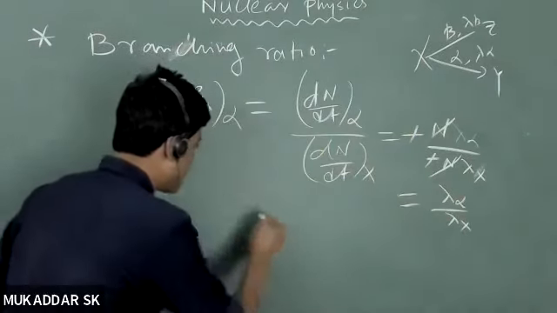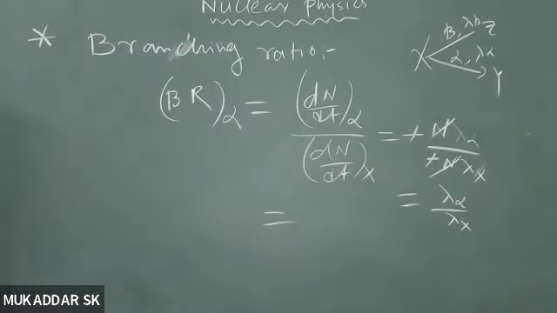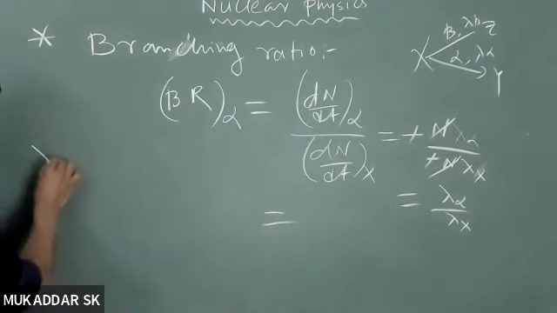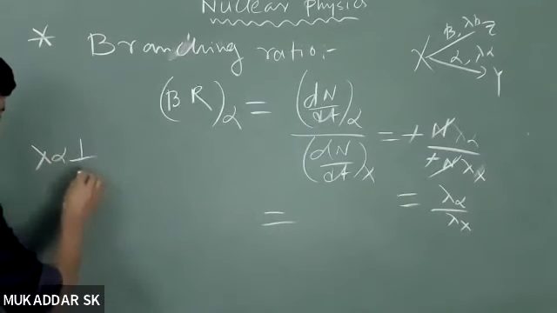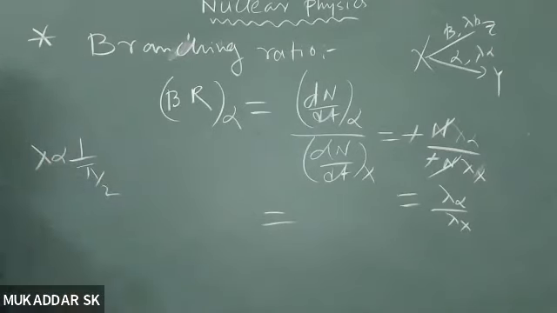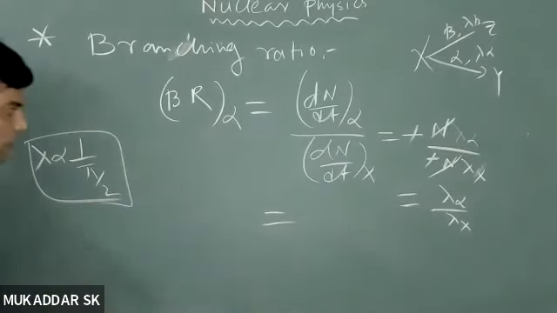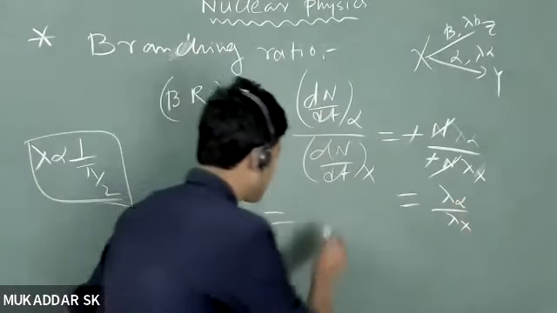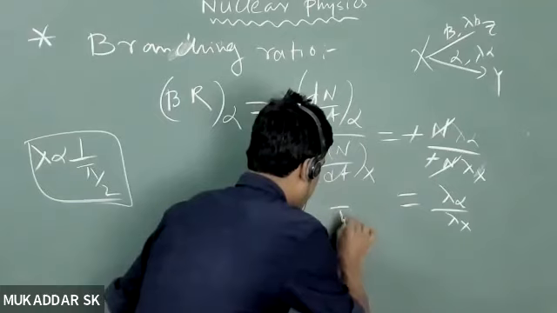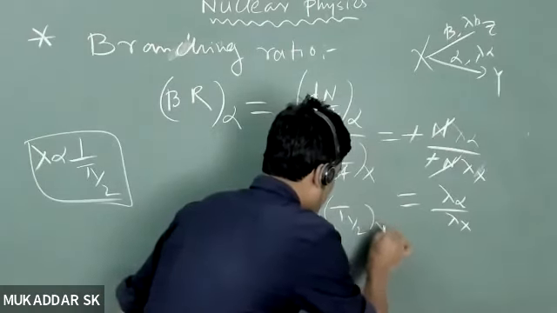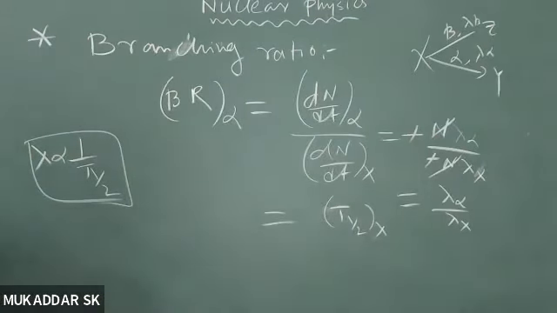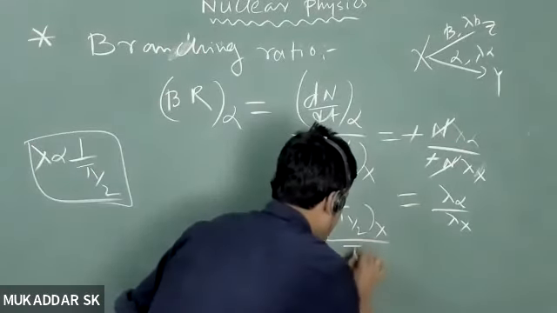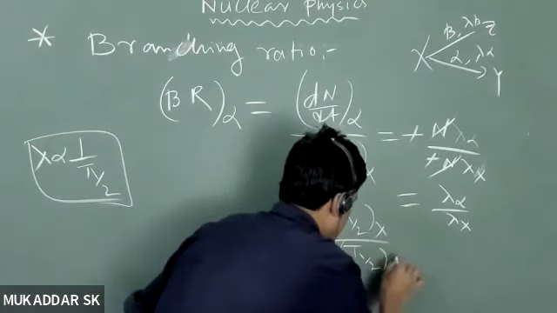In terms of half lifetime, how much will the branching ratio be? You know there is a reciprocal relationship between lambda and half life, right? We have derived this thing, right? What I'll do, I'll just substitute those values. If you substitute this value, basically you will get the total half life of parent nuclei divided by half life in alpha decay.